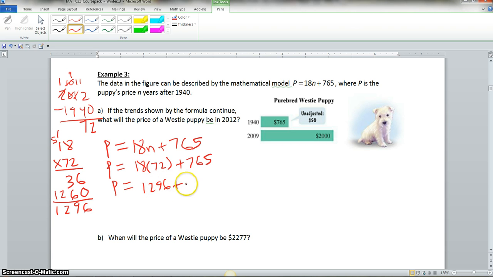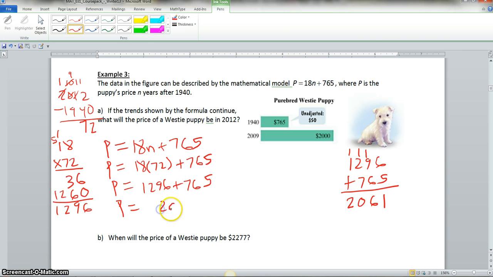1,296 plus 765. Now, we will add these two values together. We could go off to the side. 1296 plus 765. 6 and 5 is 11. Bring down your 1, carry your 1. 1 plus 9 is 10, plus 6 is 16. 1 plus 2 is 3, plus 7 is 10. And we carry our 1, and 1 plus 1 is 2. So it'll be $2,061. And that will be the price.